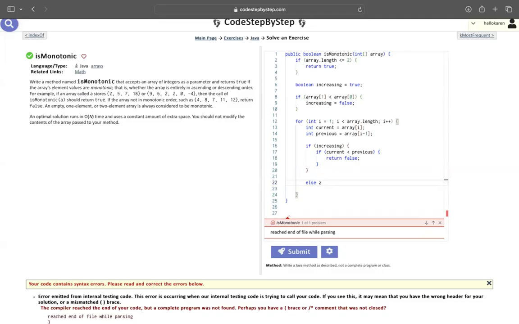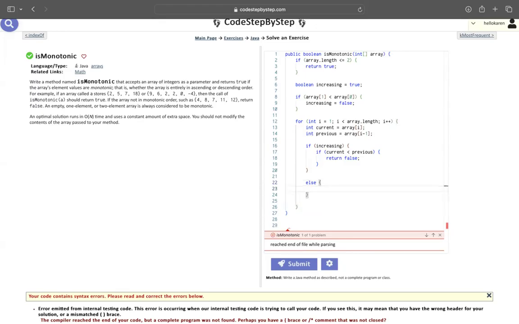And then with this, you need your brackets, right? Now what are you checking for in this else? If current is... or are we checking if it's decreasing?